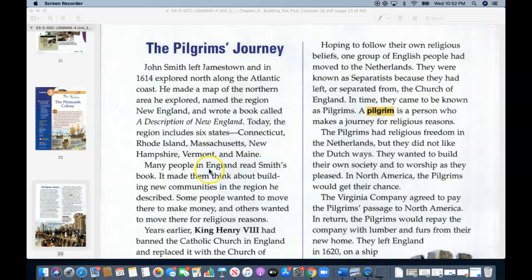Many people in England read Smith's book. It made them think about building new communities in the region he described. Some people wanted to move there to make money, and others wanted to move there for religious reasons.